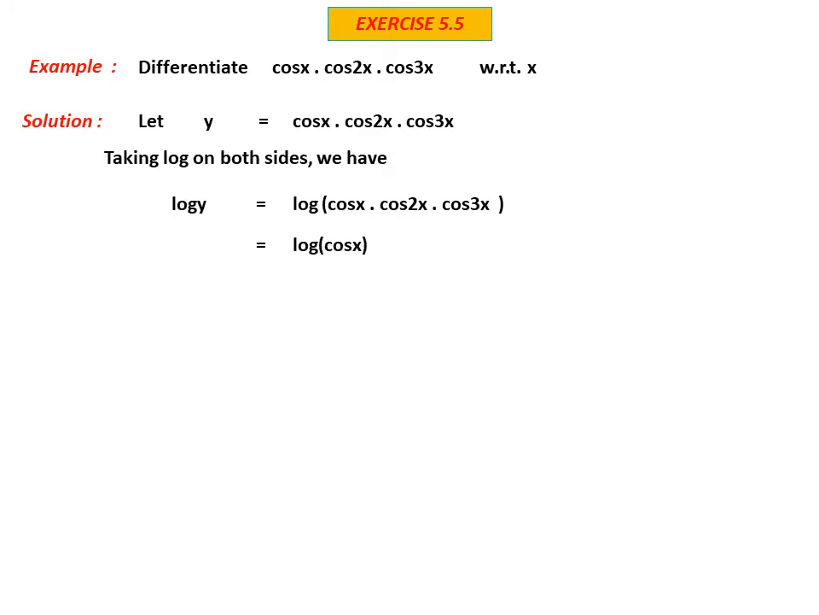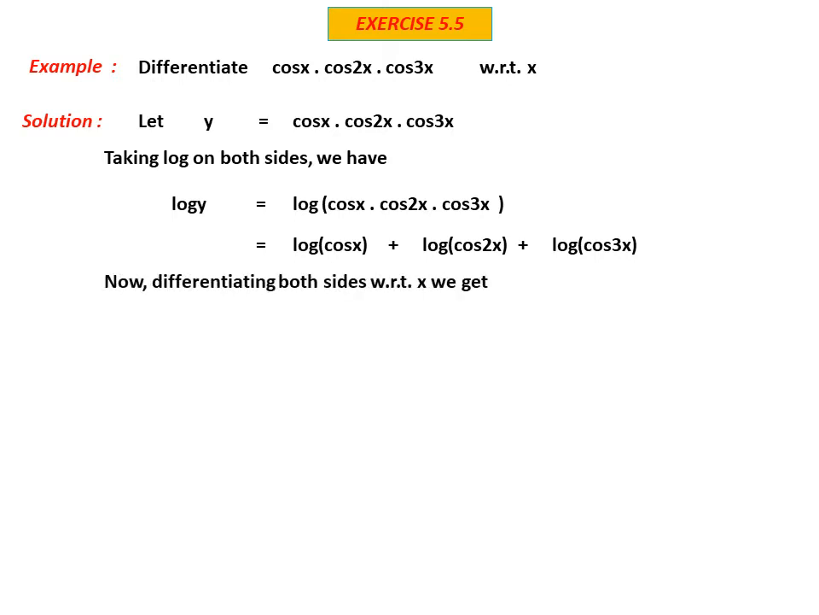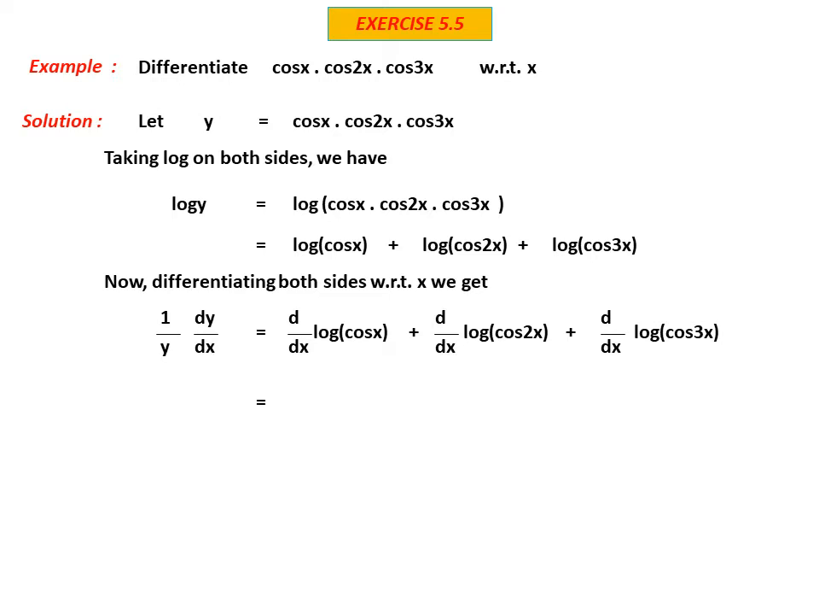So definitely you can use the product rule, so log cos x plus log cos 2x plus log cos 3x. Now differentiate. Therefore, differentiating both sides with respect to x, we get 1 by y dy by dx will be equal to d by dx of log cos x plus d by dx of log cos 2x plus d by dx of log cos 3x. So differentiate now. Therefore 1 by cos x into the differentiation of cos x, which is minus sin x.